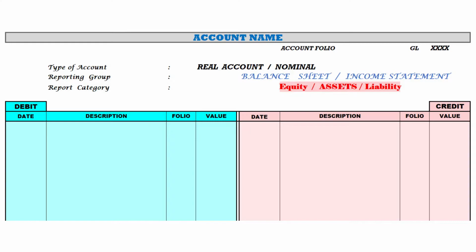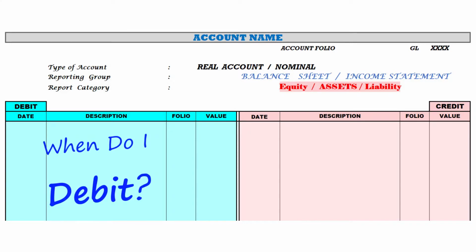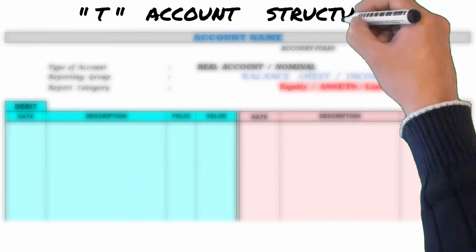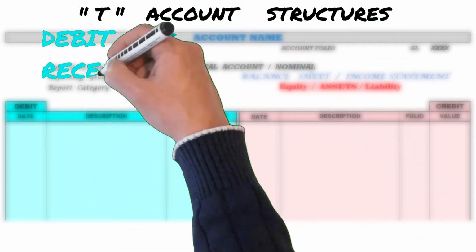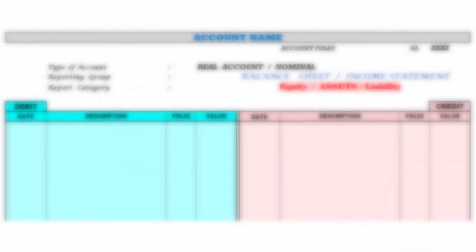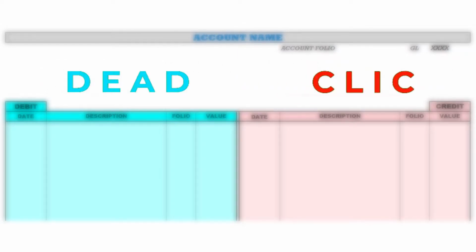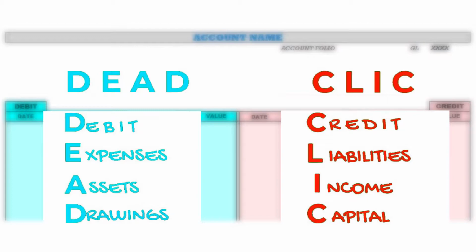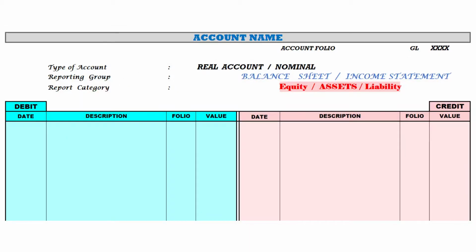In this lesson, I'm going to help you remember when to debit accounts and when to credit accounts. Now there are various methods. There's the old rule of thumb which said debit the receiver and credit the giver, but which to me didn't always make sense in every scenario. Then there's the rule of thumb that used the mnemonic DEAD CLIC, which said debit expenses, assets and drawings, and credit liabilities, income and capital. I found it a little bit difficult to remember the mnemonic in the beginning. Yes, I had to learn and repeat it and repeat it and repeat it.